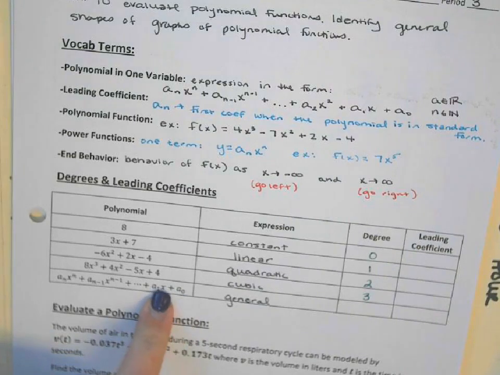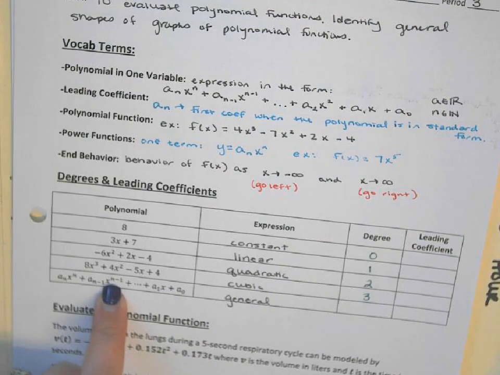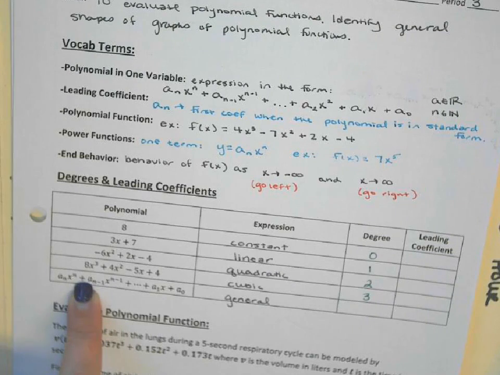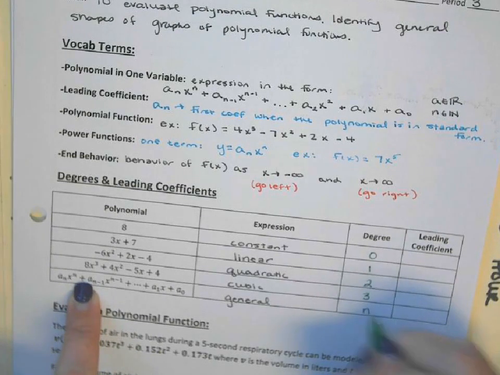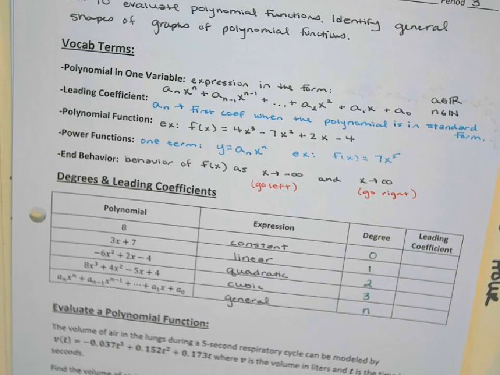What's the biggest exponent? This one doesn't have any. This one has an exponent of 1. This one has an exponent of n minus 1. And this one has an exponent of n. n is going to be the largest one. That's the largest exponent.